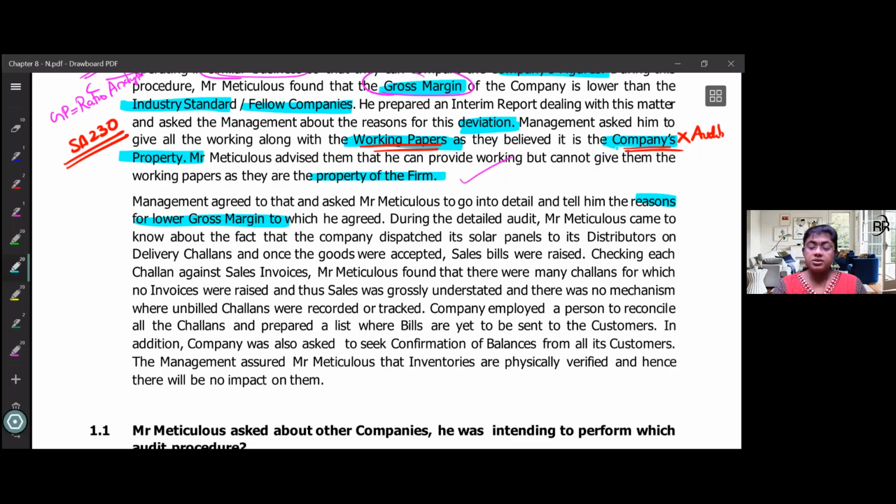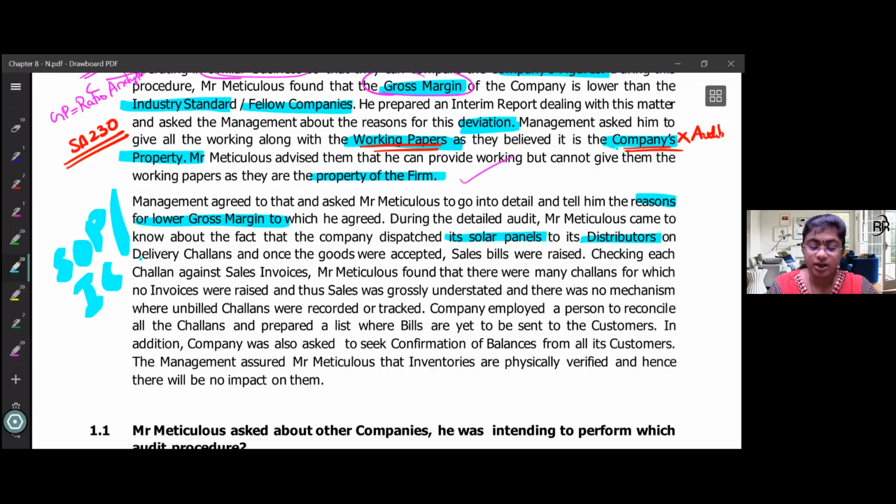During the detailed audit, Mr. Meticulous came to know about the fact that the company dispatched its solar panels to the distributors on delivery challan, and once goods were accepted, sales bills were raised. It's the company's procedure. We call it a standard operating procedure, where they dispatch solar panels to the distributor. Once they receive, sales bills will be raised. SOP, standard operating procedure, which is nothing but, in our language, our own internal control.